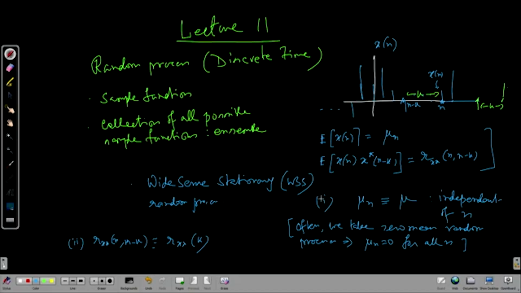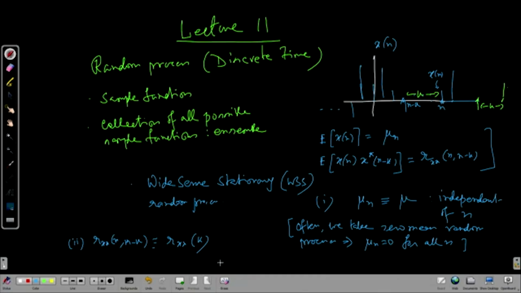So, if these two assumptions are satisfied, then it is called a wide-sense stationary (WSS) random process. So, correlation depends only on the gap between the two sampling points, not on the absolute locations, and mean is independent of the sampling point chosen n. It is the same for all indices. All right.